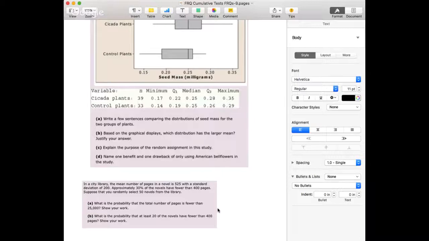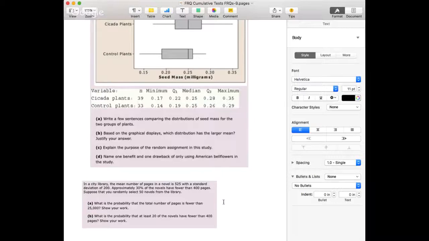So this one is from the cumulative test FRQ, but this gives the following information. It says this: the mean number of pages in a city library, where N is the city library novels. This is what I did to break it down, and this is how I put it here.